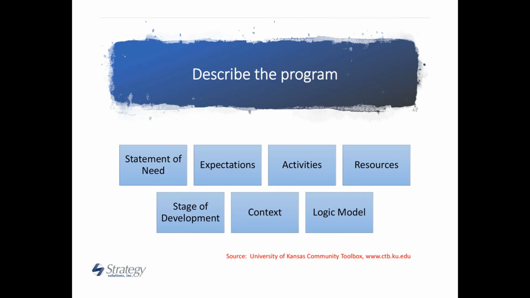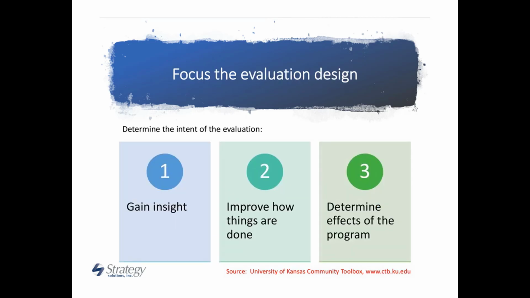Then you want to describe the program, which could be the logic model, the context, the need. You could document this as robustly or as simply as you like, but you want to be able to outline your goals and what you're trying to achieve somehow. Then you look at the evaluation design. What's the intent of the evaluation? Are you just simply trying to get insight? Are you trying to improve how it's done? Or are you trying to determine the effects of the program and measure the impact?